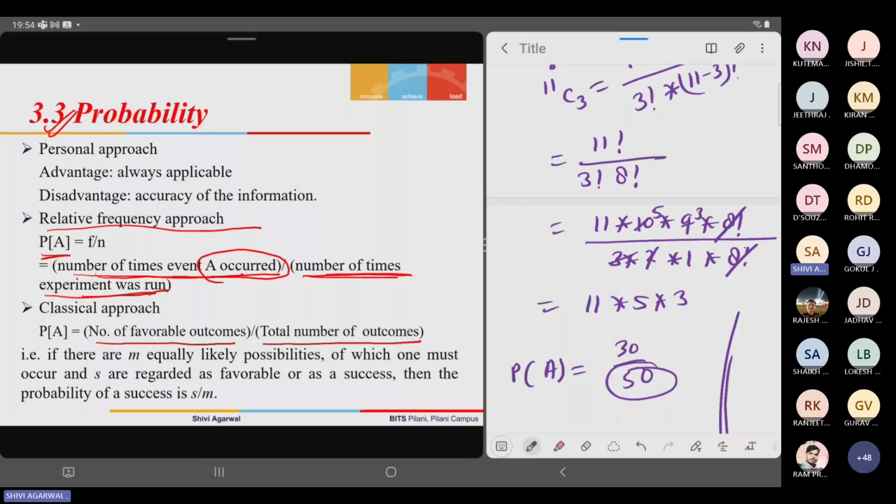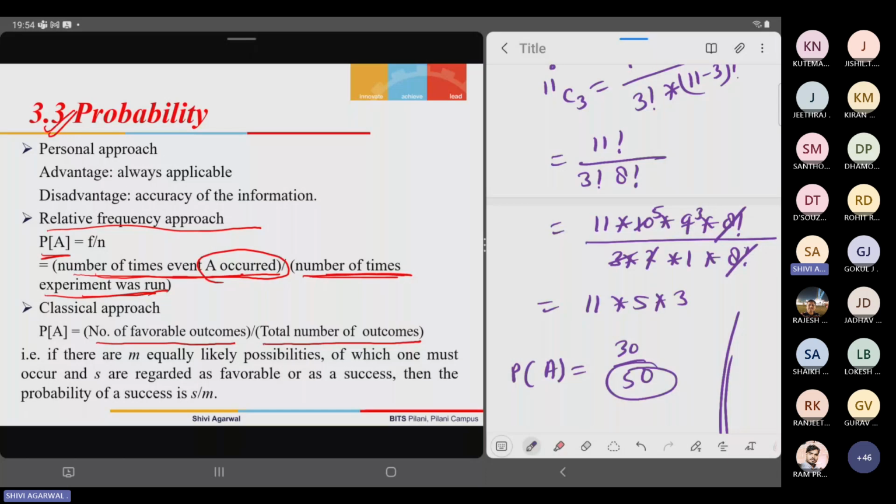But if you don't have the coin, if you don't have the dice, if you don't have the playing cards, how can you perform that? Any type of experiment, if you don't have the equipment, what will you do? You can't perform the experiment so many times. So what will we do? We will go for the third method, that is known as the classical approach.